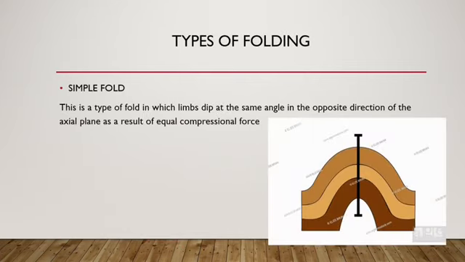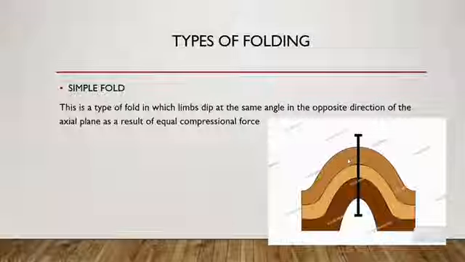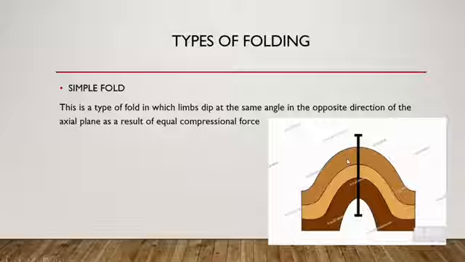So in this case, let's look at the diagram that we have here. This is the axial plane, and then these are the limbs. You can see that the limbs have the same angle, and the limbs are even of the same size, and this gives the definition of a simple fold. However, there are instances where a force at one end may be greater than the other end. Anytime that the force at one end is greater than the force at the other end, it results in the other types of folding that we are going to talk about.